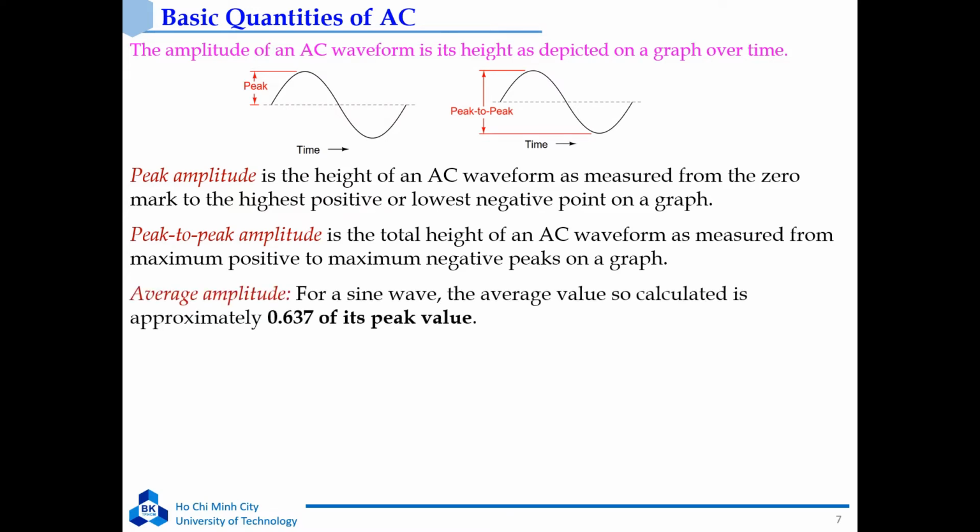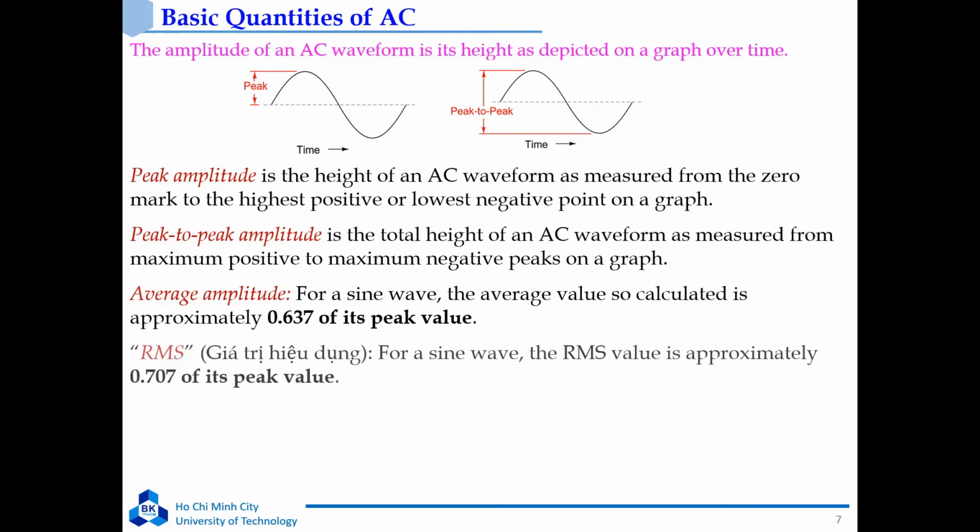And the average amplitude: for the sine wave, the average value can be approximately calculated as the peak value multiplied by 0.637. And finally, the root mean square value, RMS, for the sine wave. The RMS value is approximately 0.707 of the peak value.